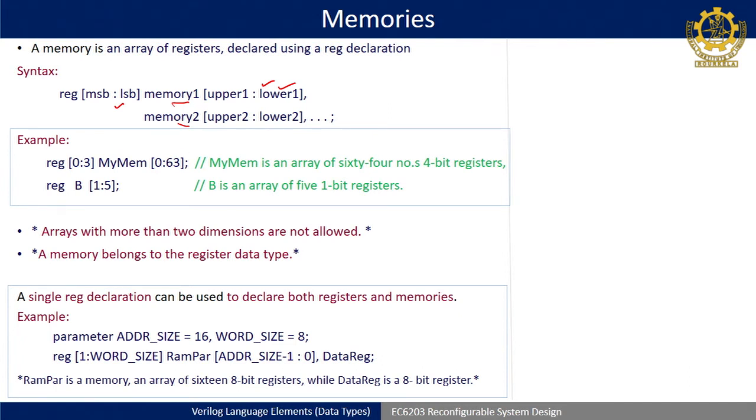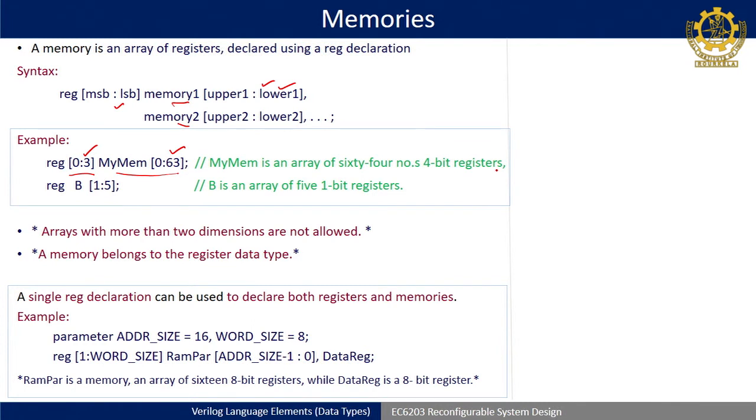Okay. So for an example, reg [0:3] my_memory [0:63]. So what does it indicate? Now my memory, as far as we discussed as register, is 4-bit, it can store 4 bits of data. But it has an array of 64 rows, you can say. So my memory is an array of 64 numbers of 4-bit registers.